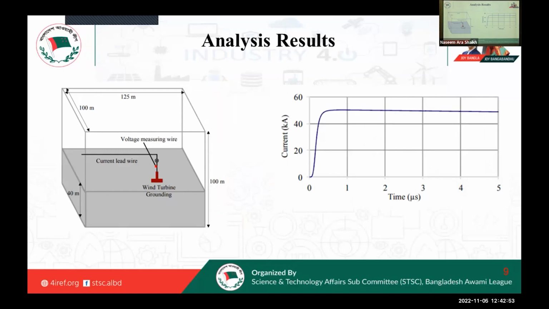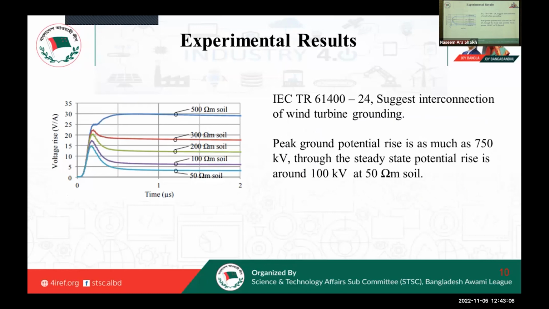So I modeled the wind turbine grounding using simulation software and injected the lightning current in the grounding system, as shown in the right figure. Then we analyzed the ground potential rise of the wind turbine grounding, which will act as an overvoltage on the communication or electronic system. We found that for high resistive soil like 50 ohm meter and higher, the steady state value and peak of the voltage rise are almost the same.